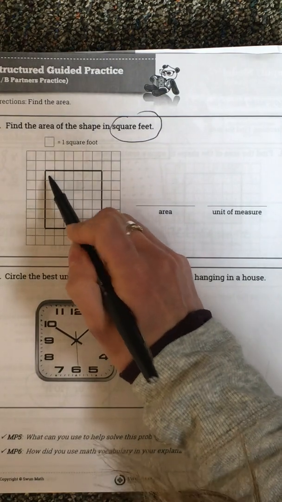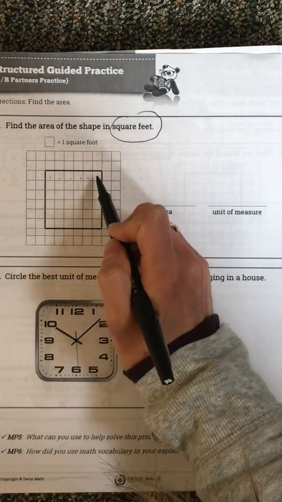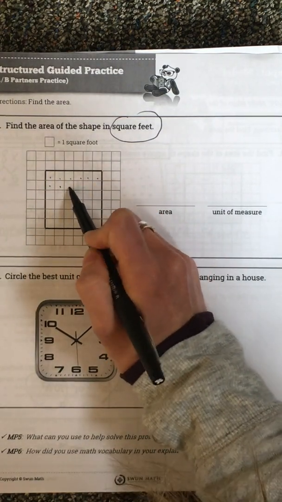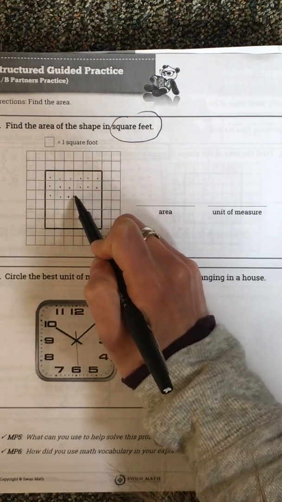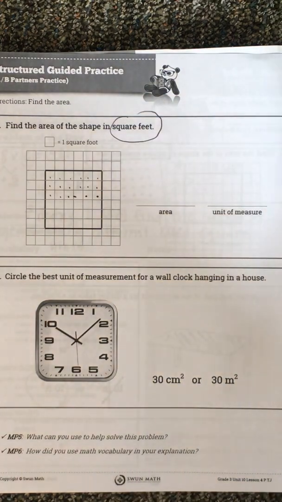There are 1, 2, 3, 4, 5, 6, 7, 8, 9, 10, 11, 12, 13, 14, 15, 16, 17, 18. I'm gonna have you keep going on your own. We'll come together in a second.